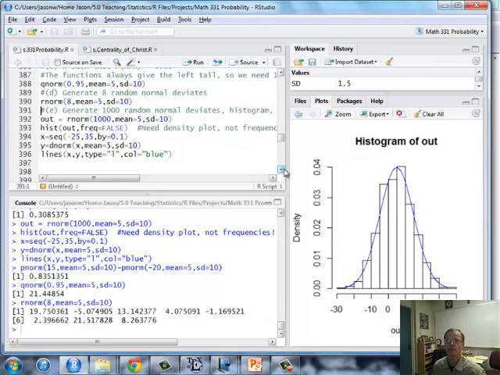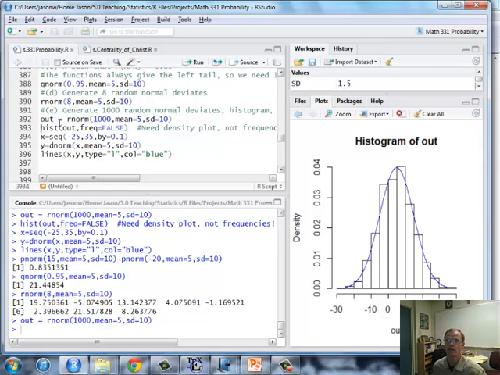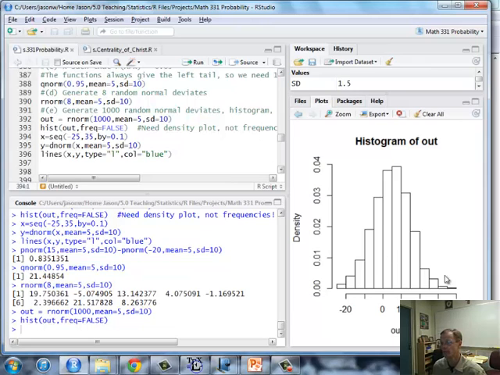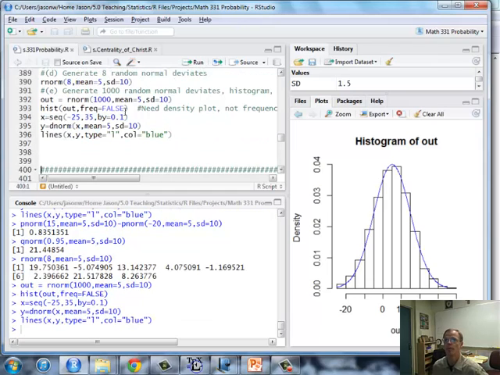And to demonstrate this, I'm going to sample 1,000 observations from that, and we'll call that out. Then we'll make a histogram of that. Okay, boom, here's the histogram. And sure enough, most of the values are in the middle, and then we have some farther away. Now I'm going to superimpose the normal distribution on, and when I do that, I'm using my last prefix, D. D gives us the density.